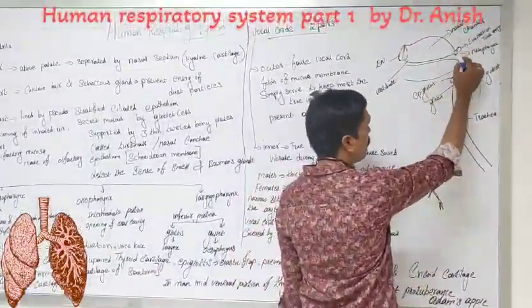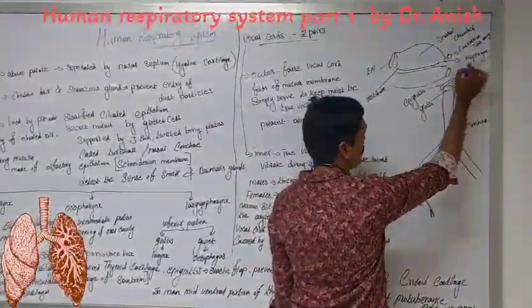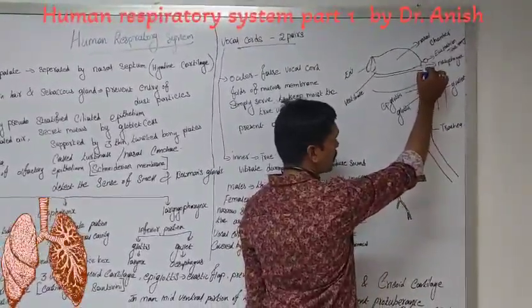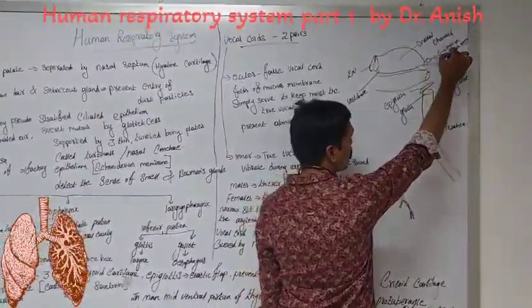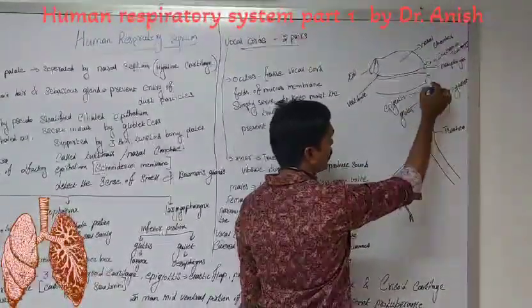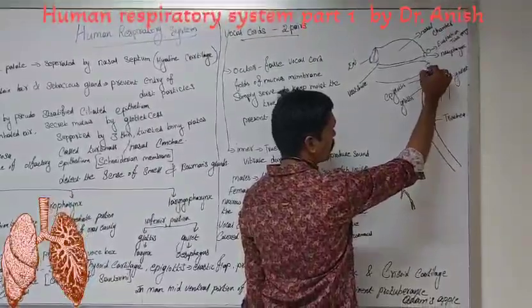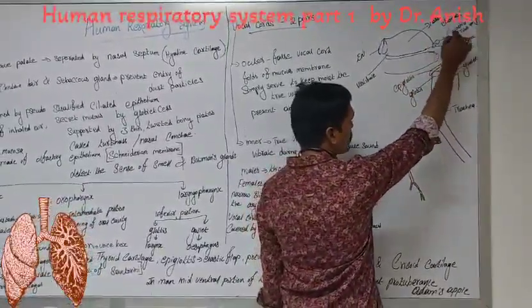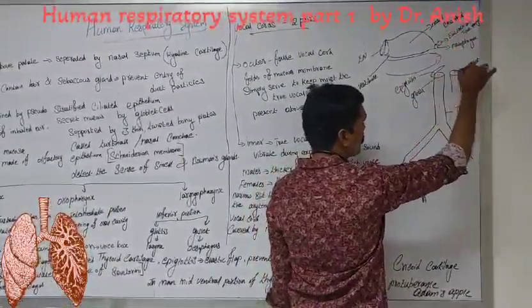Then they open into the nasopharynx. That is the internal nares, or internal nostrils. Above that there is another opening known as the eustachian tube opening, which is coming from the ear. And below that, in the middle, there is another opening known as the oropharynx. It is the opening coming out from the buccal cavity. So this is a common opening that we call the pharynx.